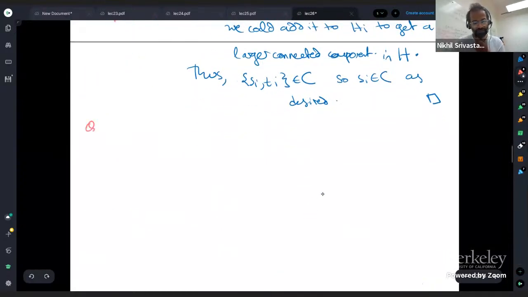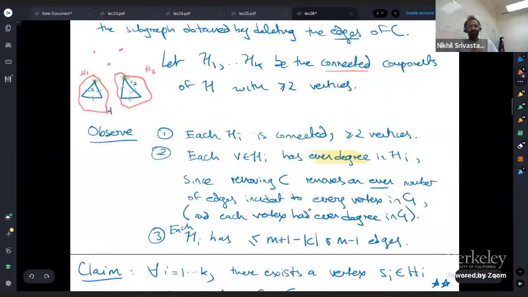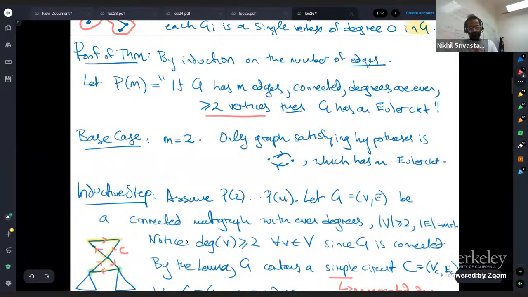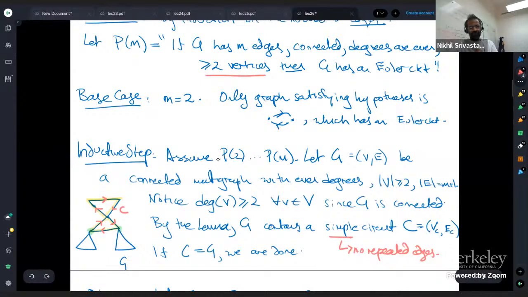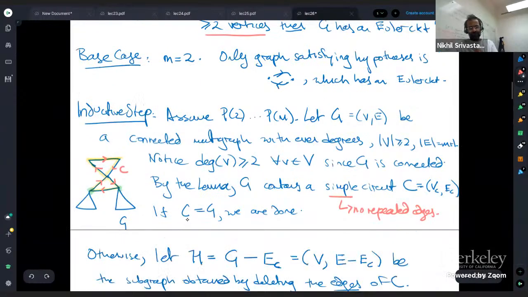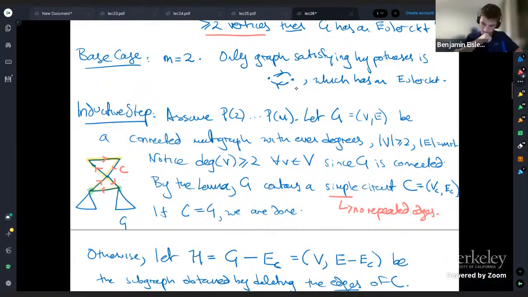Okay, here's one question. Could we have done induction on the vertices? So what happens if you try to do the same proof, but you do induction on vertices? You start with a graph. It has at least two vertices. It has even degrees. You use the lemma. You get this C. Can we do induction on vertices? I mean, not necessarily, because our graph could still be connected after we delete C, I believe.